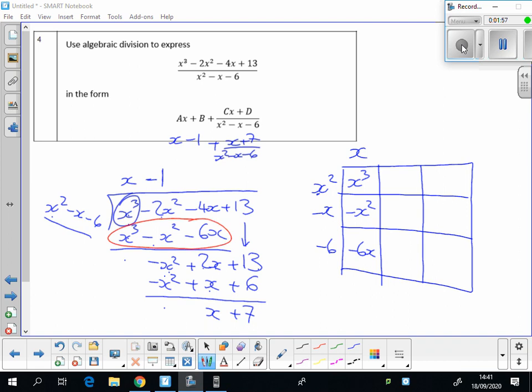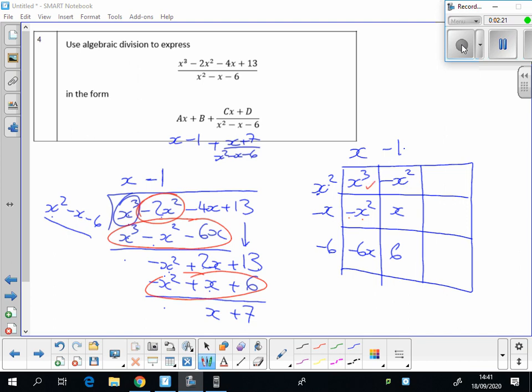Now the next thing we want is minus 2x squareds. We've only got minus one of them so far, so we need another one, a minus x squared here. To get that there, we need to times by a minus 1. And now multiply through by the minus 1. Notice this is the same as this line here.